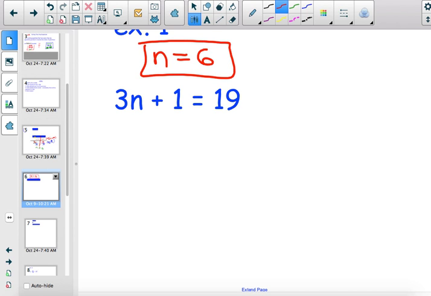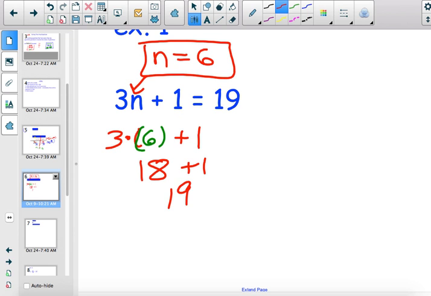Alright, what do I mean by check it? You're going to put 6 in. Is this going to become 36 or does it become 3 times 6? So it's going to be 3 times 6, here, I'll make it a different color. 3 times 6 plus 1, does it equal 19? Let's see, 3 times 6 is 18. 18 plus 1 equals 19. Does it check out? Yeah, so that's how you can check.